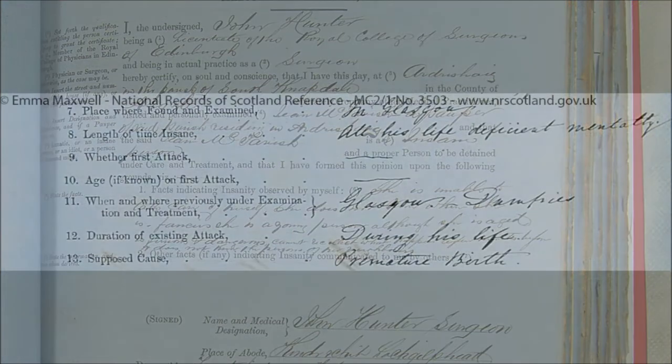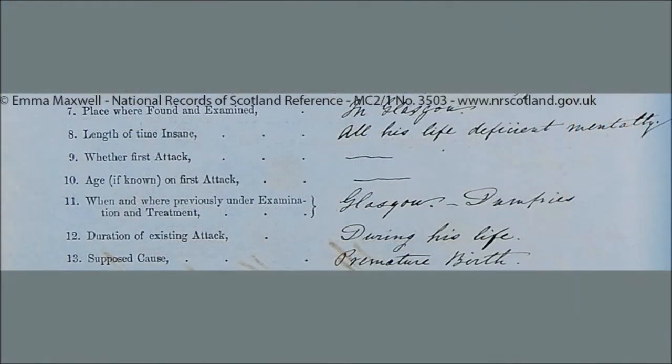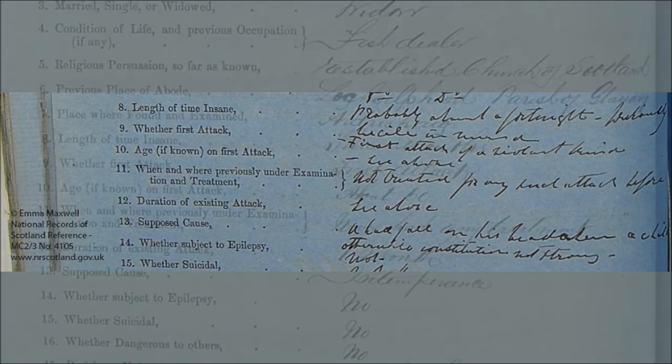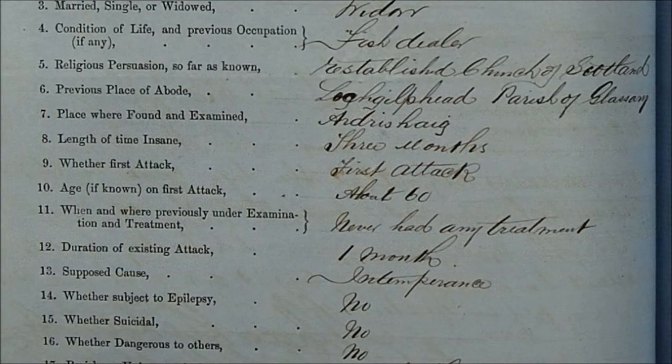The form asks for the supposed cause. Some examples are premature birth, a fall on the head as a child, or intemperance. You can't help wonder that the intemperance might have been a symptom, not a cause. But even though they might be inaccurate, these help us to understand why someone was in the asylum, what the circumstances were.